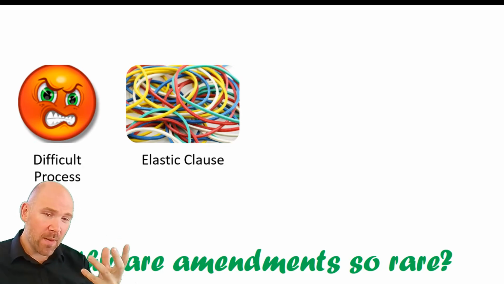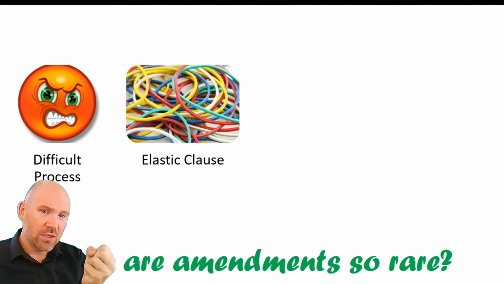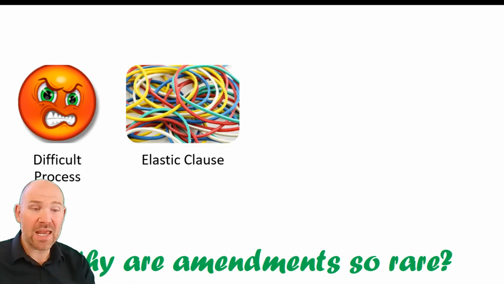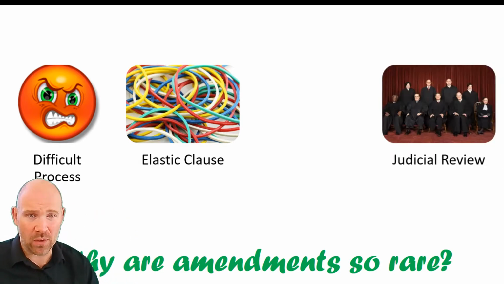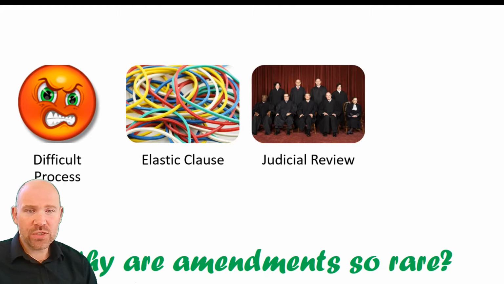But that's one of the reasons why amendments are rare, because sometimes the government hasn't needed to do a constitutional amendment to make a change. They've been able to do it by using this elastic clause to say, actually, yeah, we do have that power. The next reason is judicial review.